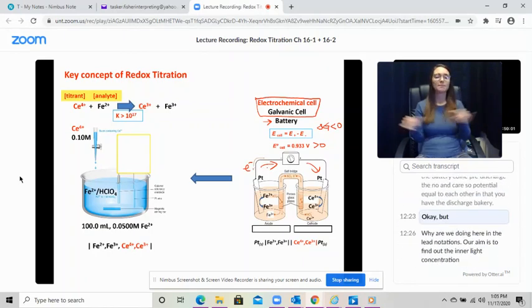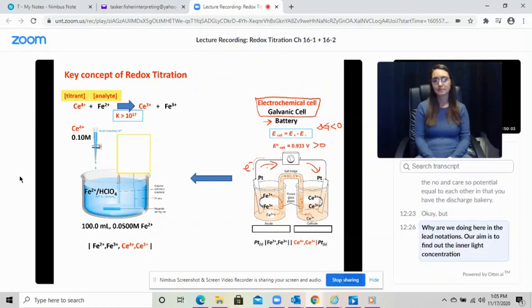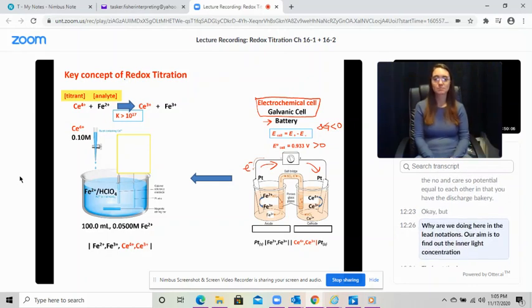Okay, but what we're doing here in the redox titrations, our aim is to find out the analyte concentration.